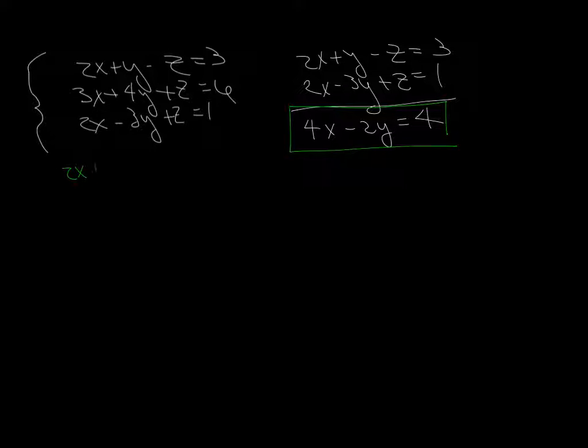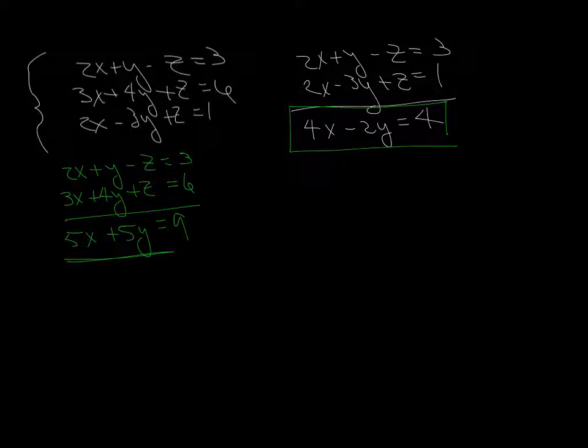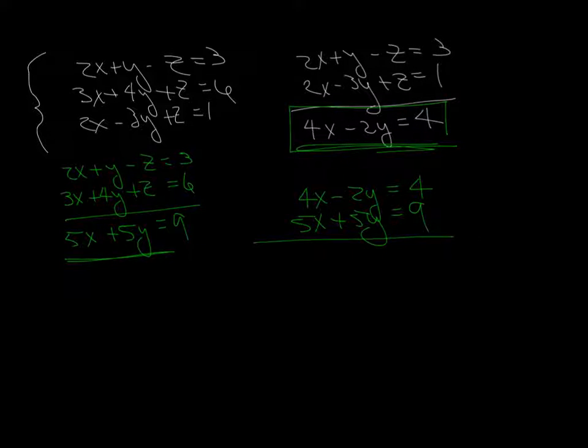So 2x plus y minus z equals 3. And let's take the second one. 5x plus 5y equals 9. I have x and y's there. I have x and y's there. So now I can take my one right above and this one here, and I can add those after I find a number that I can eliminate.